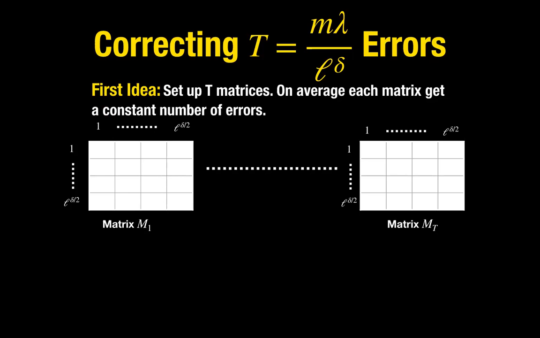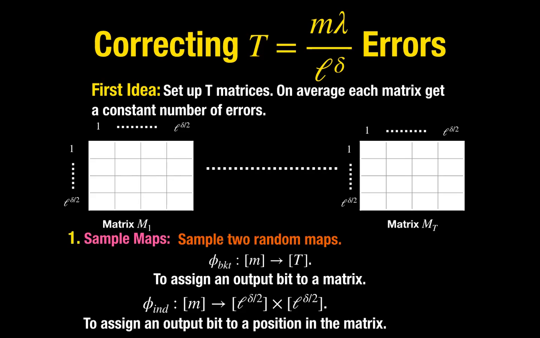And my intention of sampling t matrices is that when I distribute these correction entries, each of them in expectation will have about a constant number of errors. Okay, that's my intention. So let me sample this assignment function. I'm going to sample two maps, and both of them are random. Whereas in the previous example, the bijection phi doesn't have to be random, now it has to be for the calculations to work out.